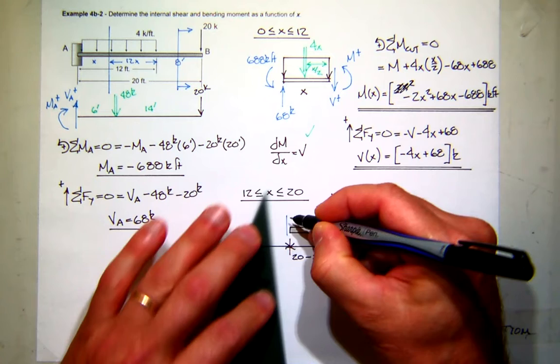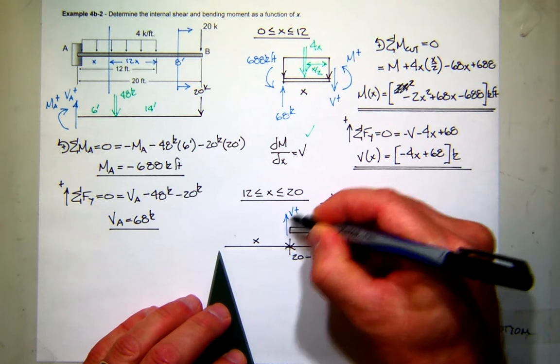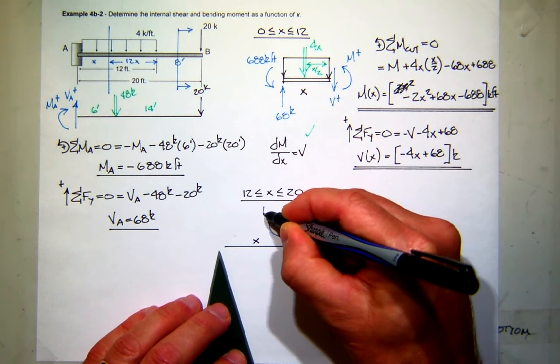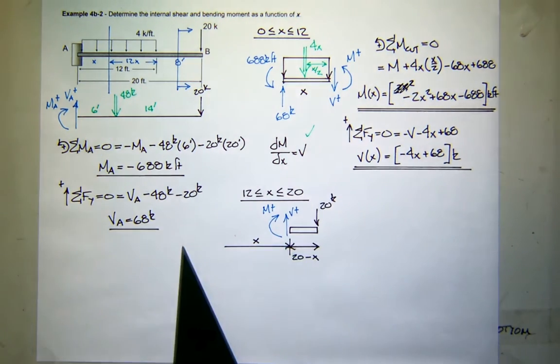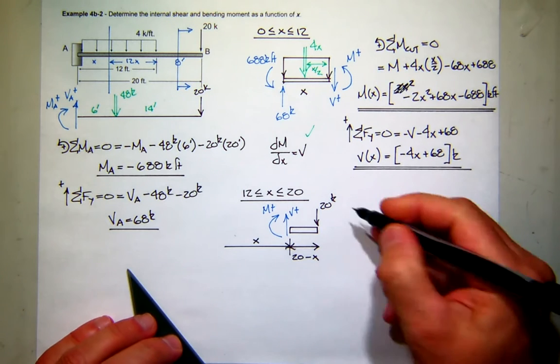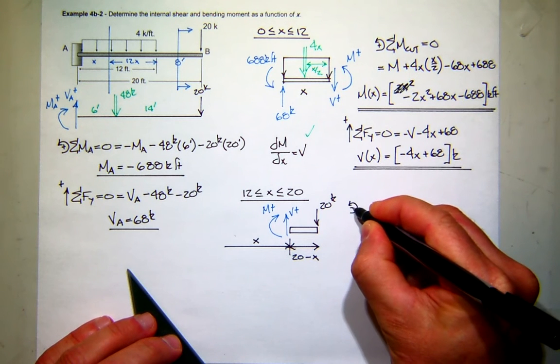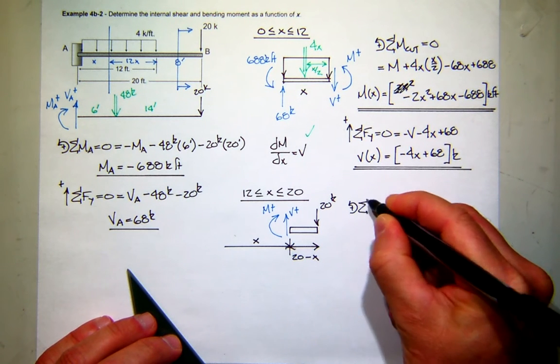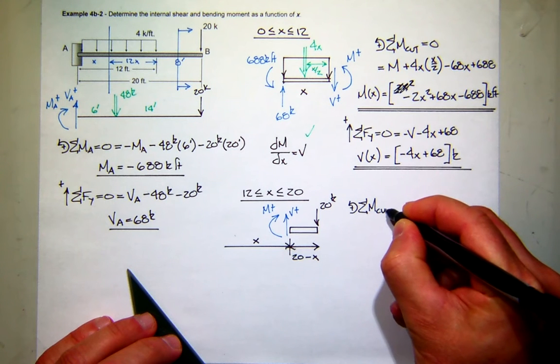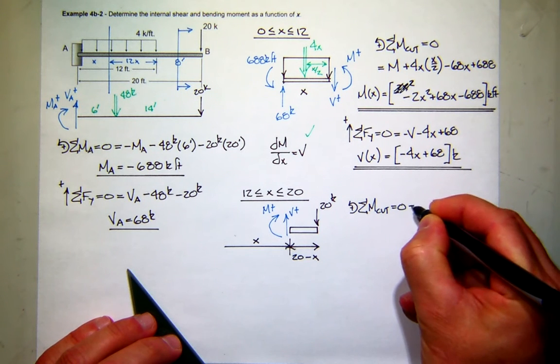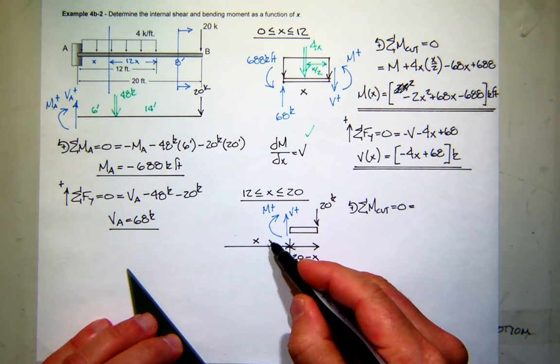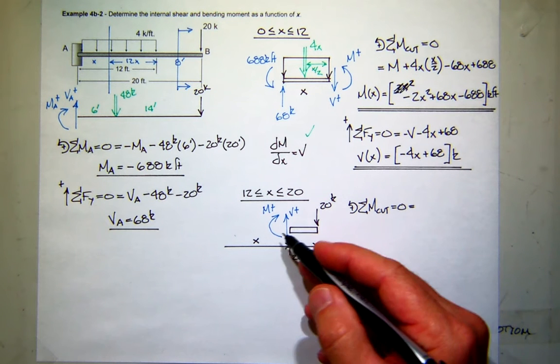Okay, so I have positive shear at the cut and positive bending moment at the cut. So let's find those. If I sum moments, I'm using right-hand rule for my sign convention at the cut. What kind of moment is this? Positive or negative? That's a negative.